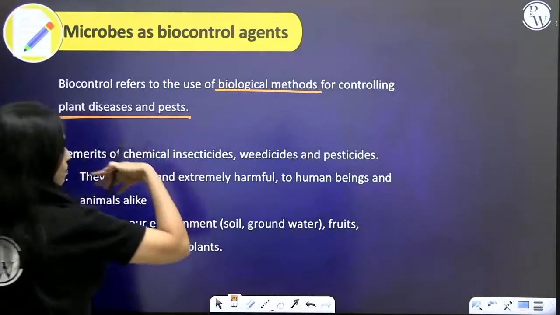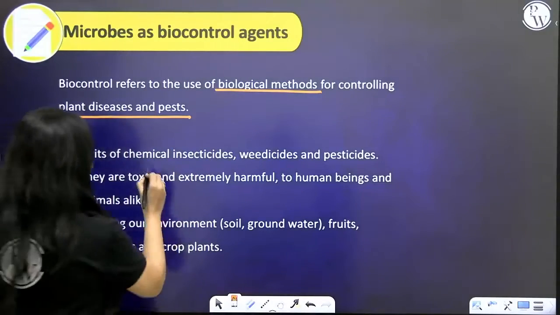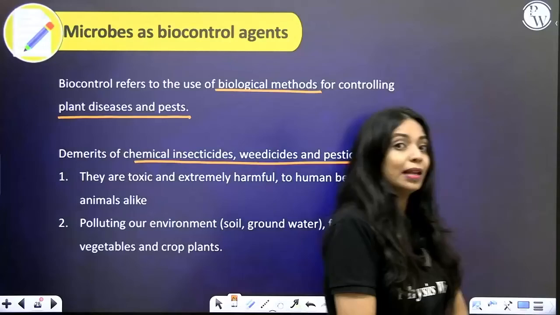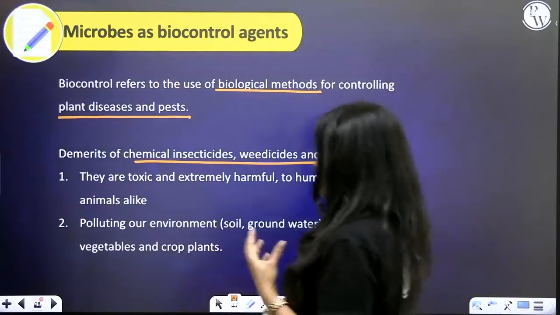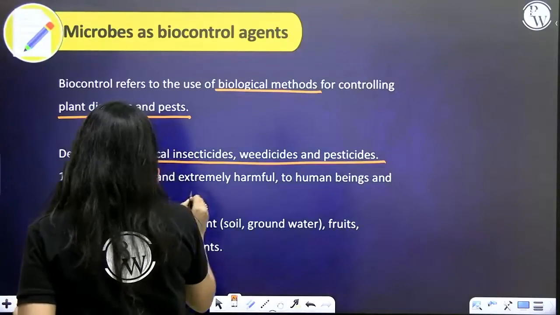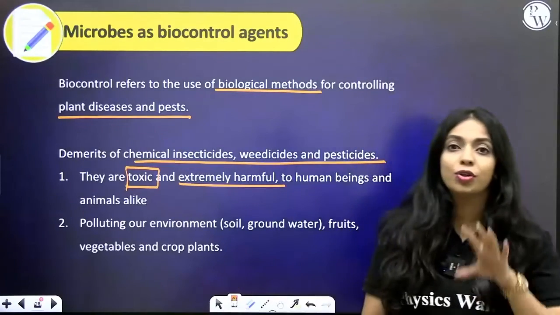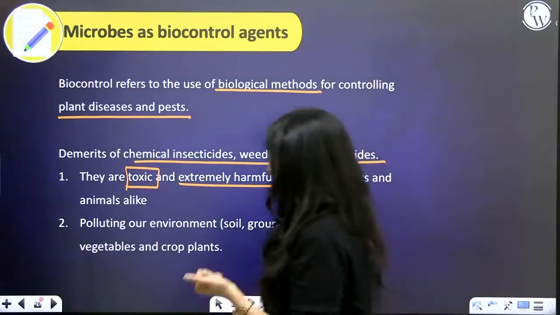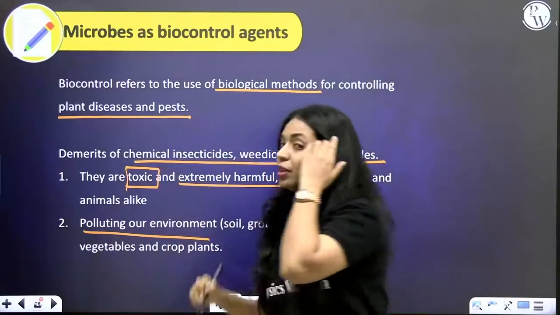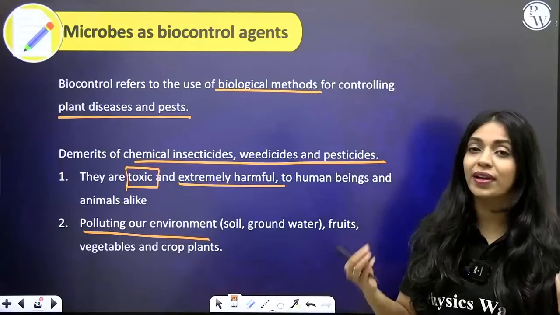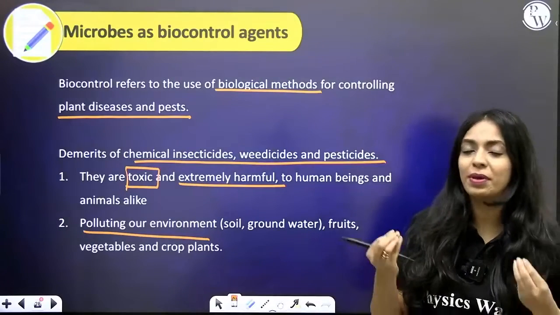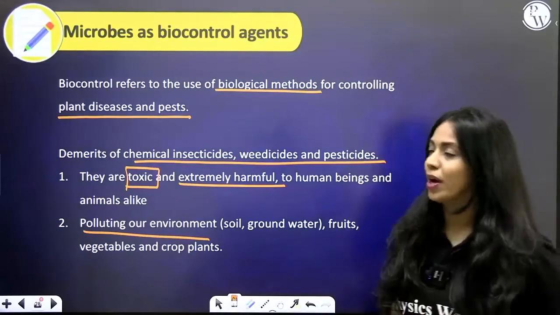So these chemical insecticides, weedicides and pesticides may be helpful in getting rid of the weeds. But there are some demerits associated with them. That is, they are toxic and extremely harmful to human beings and other animals. Secondly, they pollute our environment. They pollute the soil. It will leach into the soil and affect the quality of the soil, and also the groundwater quality will be affected. It will pollute the environment.